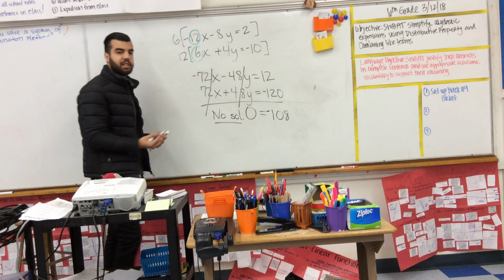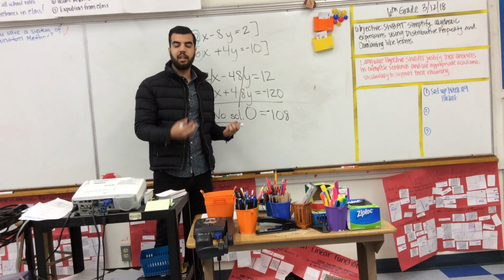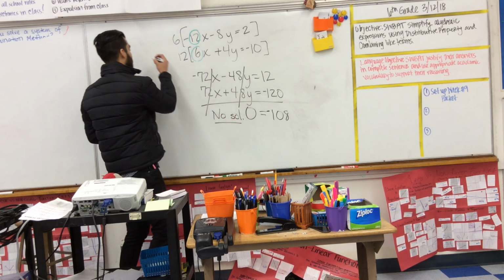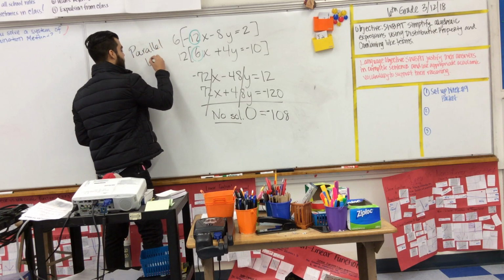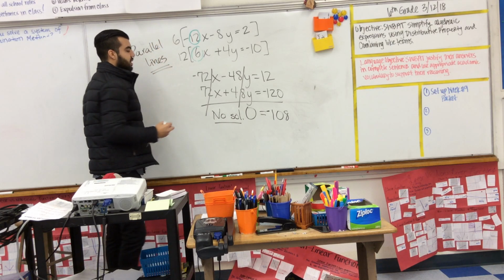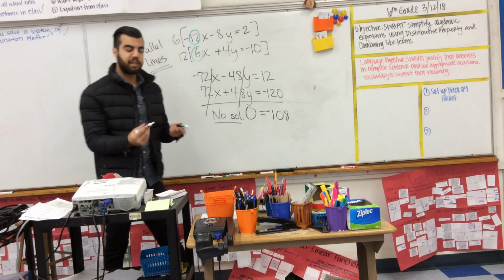If this is no solution, then these lines are never going to intersect. So you know they're parallel lines. So for the types of lines, you're going to say parallel lines. And that's it. And there's no coordinate point because you know these lines never intersect.